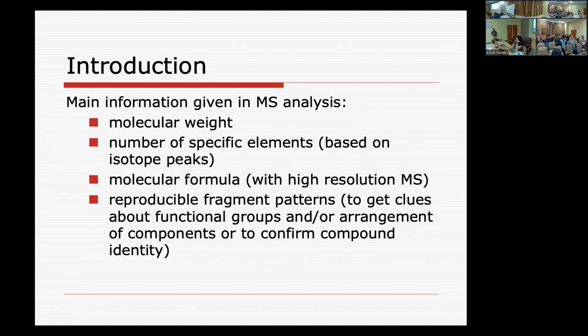Kemudian juga kita bisa menentukan jumlah elemen yang spesifik, termasuk di situ adanya puncak-puncak isotop. Sebagaimana kita ketahui, brom ada berat molekul 79 dan 81, itu dengan MS cepat sekali. Oh, ini ada brom 1, brom 2, brom 3 dan seterusnya. Kita sudah belajar di kuliah elusidasi. Nah, itu dengan MS bisa kita ketahui adanya isotop.